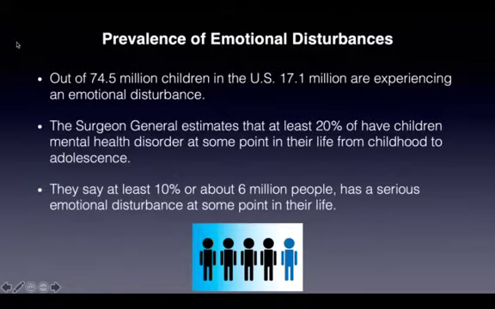So, the prevalence of emotional disturbances, and this is another reason I chose to do this, is because it is so prevalent in the society we live in today. Out of 74.5 million children in the US, 17.1 million are experiencing an emotional disturbance. And the Surgeon General estimates that at least 20% of children have faced these disorders at some point in their life from childhood to adolescence. And they say that at least 10%, or about 6 million people, has a serious emotional disturbance at some point in their life.